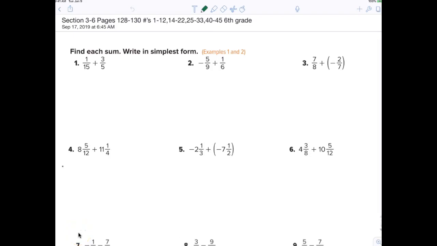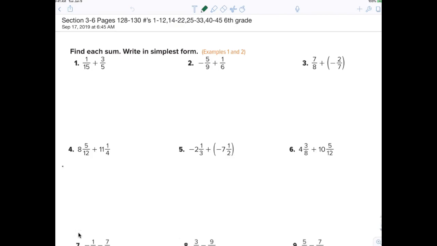All right, here we go. Now, we're going to add fractions. So I'm going to do the odds with you. Occasionally, I might do an even one if I think it's a little bit harder or something different. Now, again, like I said, you guys are fantastic. So you have one less year of experience with fractions. Sometimes that makes it a little bit harder.